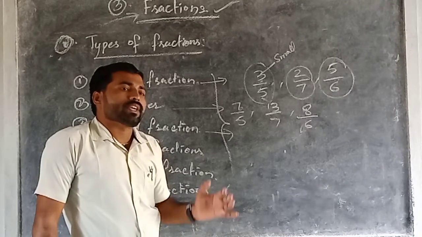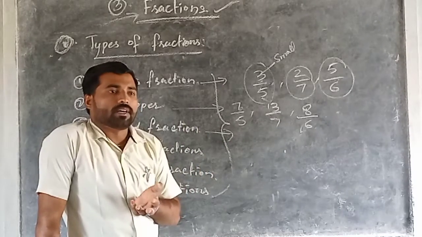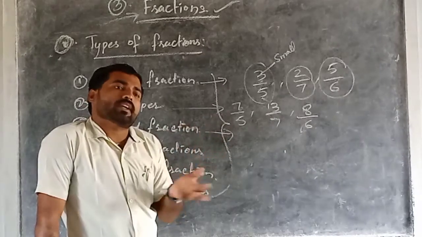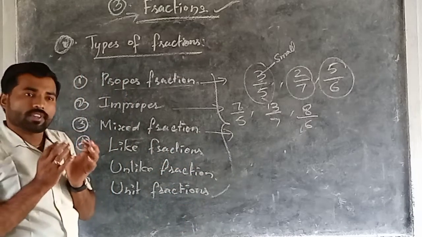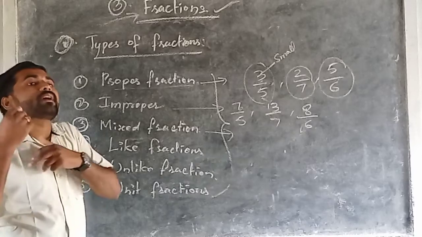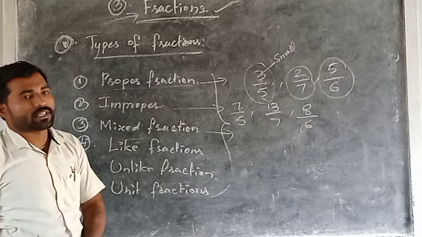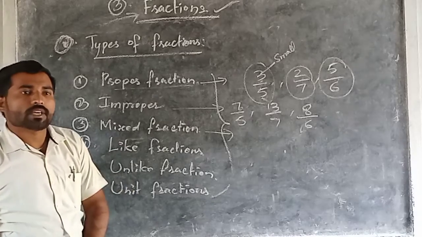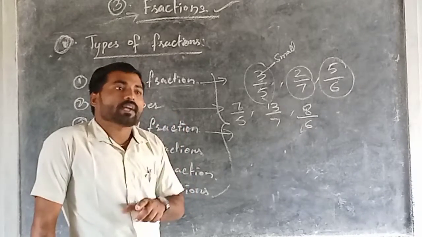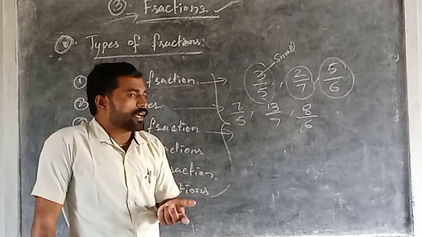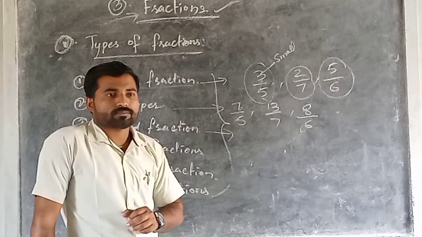Zero and all the numbers 0, 1, 2, 3 are called whole numbers. A combination of a whole number and a proper fraction is called a mixed fraction. That means the definition is: the combination of a whole number and a proper fraction is called a mixed fraction.